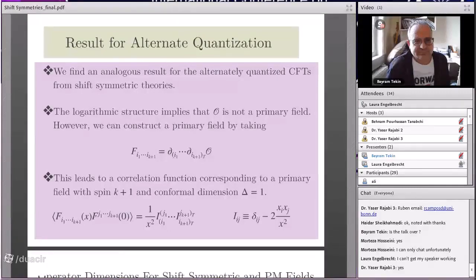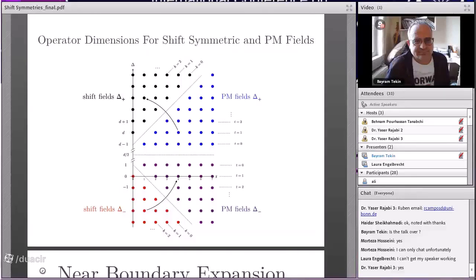Okay, so back to our shift symmetric theories, we can apply this same kind of idea. We found our logarithmic structure, which implies that our operator was not a primary operator, but we can construct one by taking k plus 1 symmetric traceless derivatives acting on the operator. And when we do this, this leads to correlation functions that correspond to a primary field of spin k plus 1 and conformal dimension 1. So these ones have the proper expected form for primary operators.